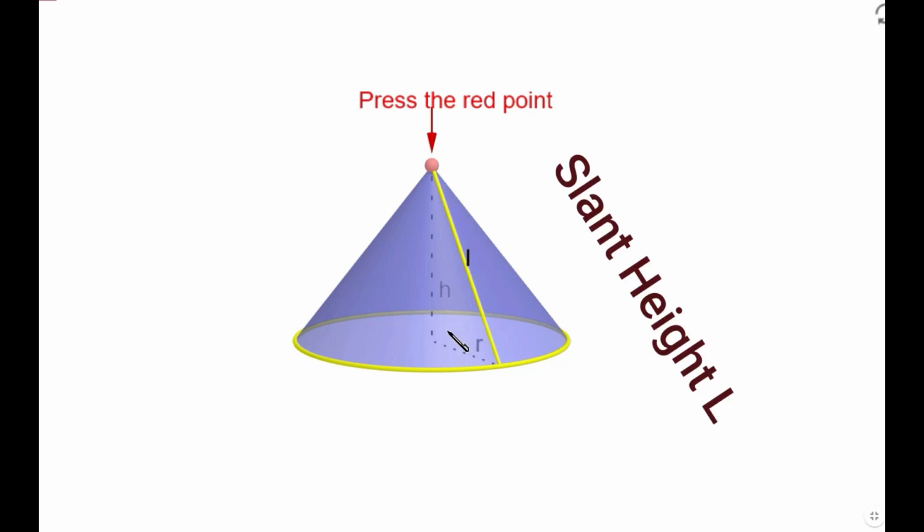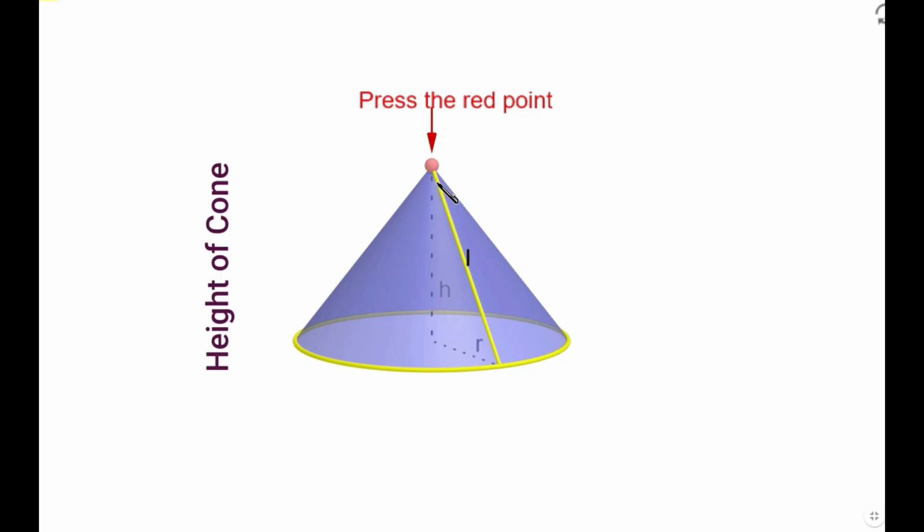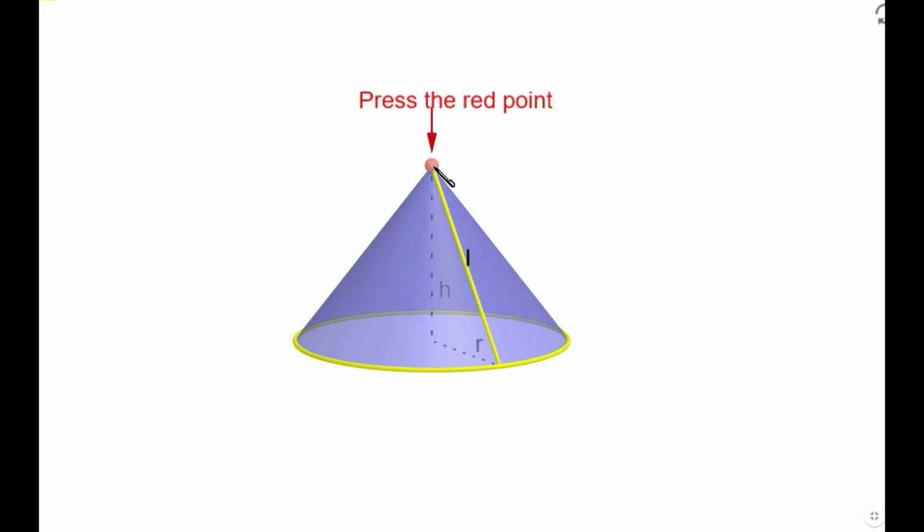Now you can notice here, this is the slant height, this is the radius of the base, and this is the height of the cone. And this point here, the top point, is called the vertex of the cone.